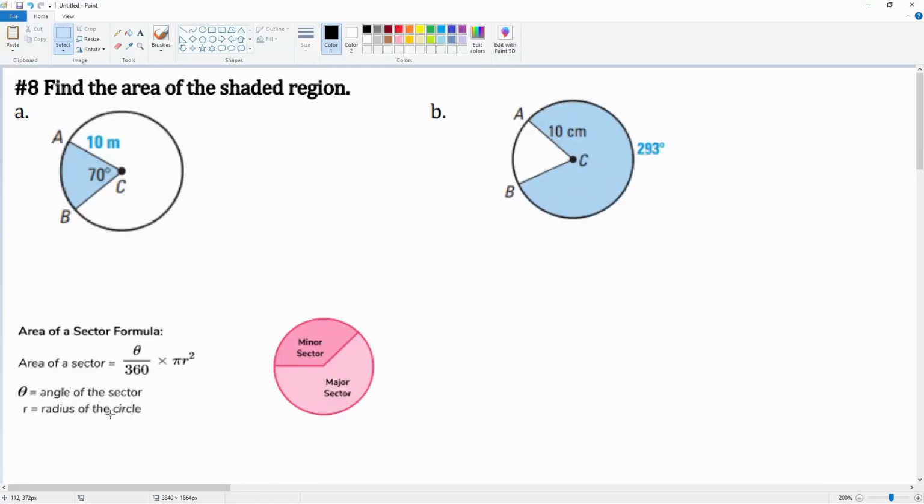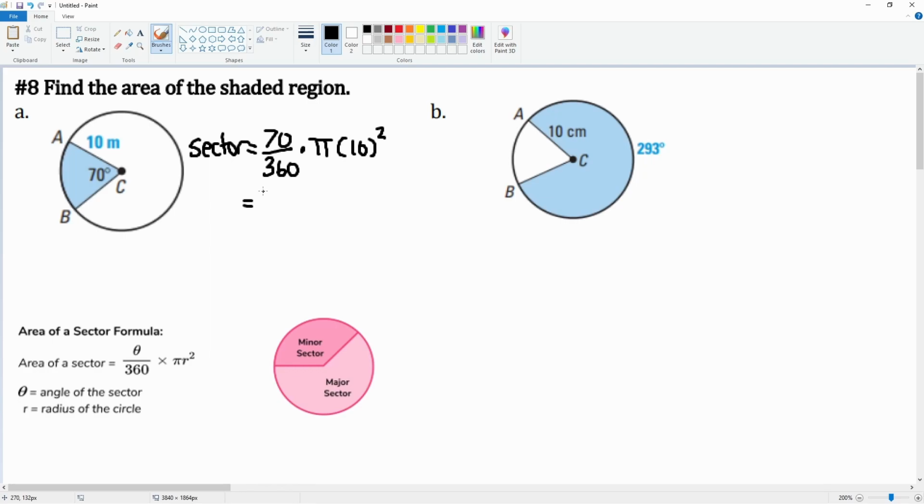All right, so number 8, we're going to find the area of the shaded regions, and the area of this region is just the sector, okay? So we know that the area of the sector is defined by this formula, theta over 360, and in this case, our theta is our angle, so that's going to be 70 degrees over 360. We're going to multiply that by pi. The radius is 10, and then we're going to square that radius. So now we can just type that in.